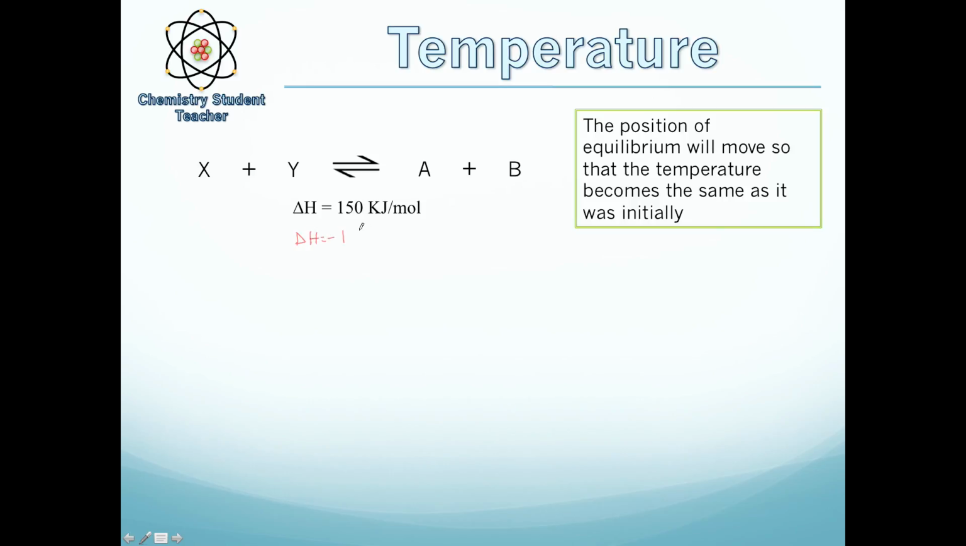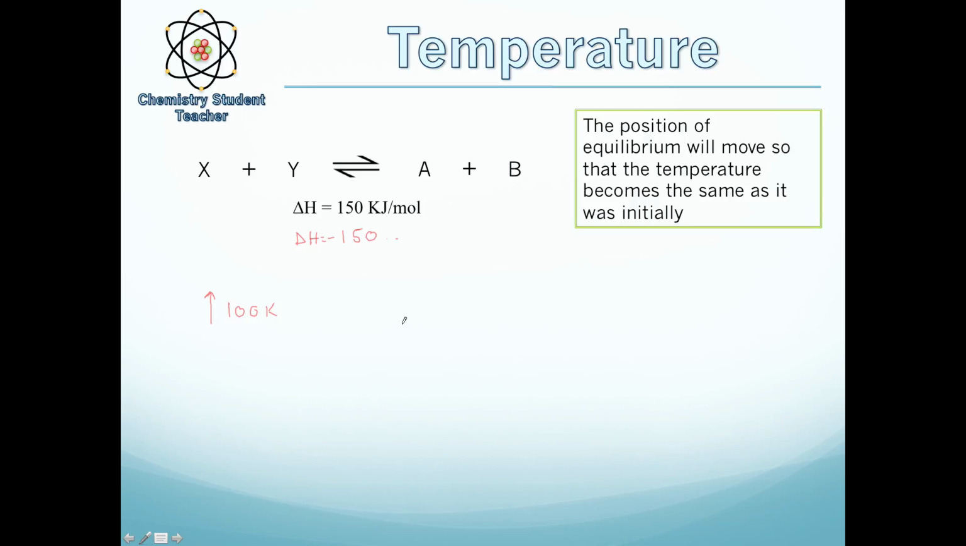So it's minus 150 kilojoules per mole. That means the reverse reaction is exothermic. It gives out energy in terms of heat. If you remember again, the position of the equilibrium will move so that the temperature becomes the same as it was initially. This means if we raise the temperature by, say, 100 Kelvin, the system wants to lower the temperature by 100 Kelvin to get it back to what it originally was. And to do that, it needs to absorb energy.